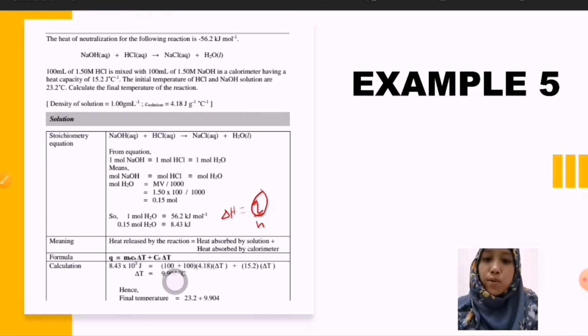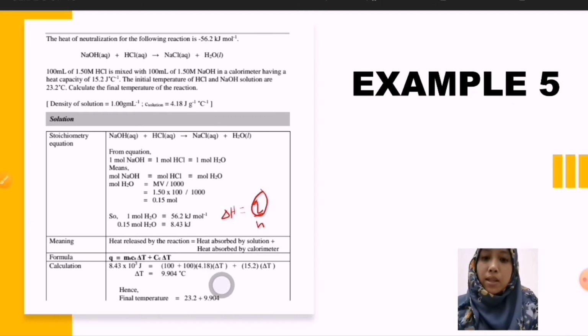Okay, so the mass of solution, 100 plus 100. Kita assume 100 ml is equal to 100 gram, sebab dia dah bagi density of solution is 1 gram per mil. So 100 plus 100 is 200 ml, so it is also equal to 200 gram. 4.18 ni dia punya heat capacity of solution lah. Dia bagi kat sini.